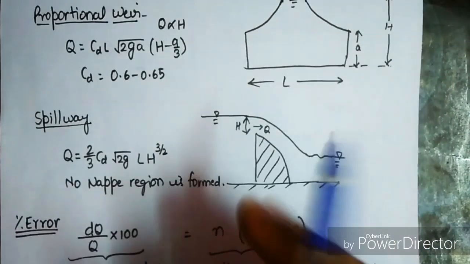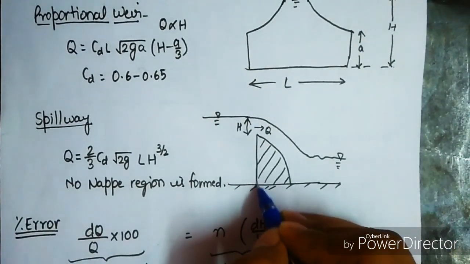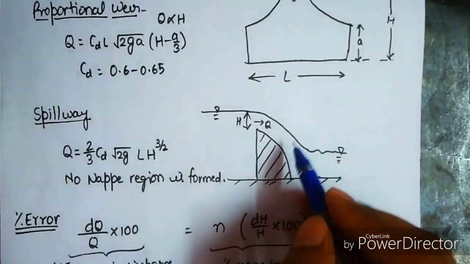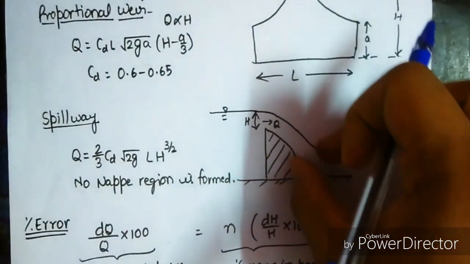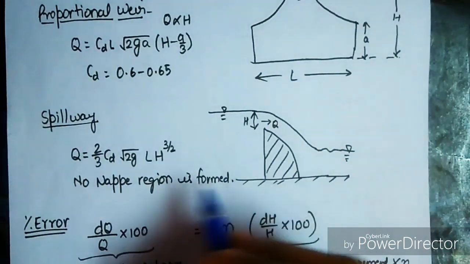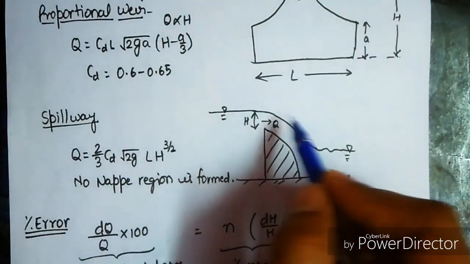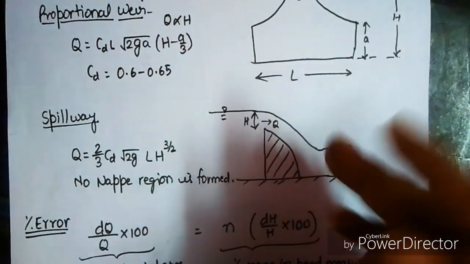Now the spillway is the case where nappe is removed and a weir is formed. Here the flow is just attached to the surface of this weir. Okay, no nappe region is formed in this. Q equal to 2 by 3 CD root 2g L H raised to the power 3 by 2. Same as in the case of rectangular weir.